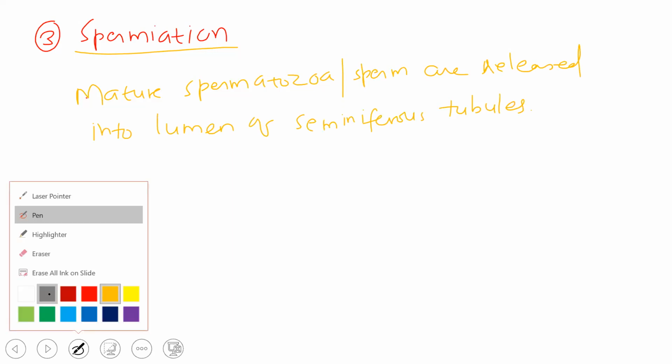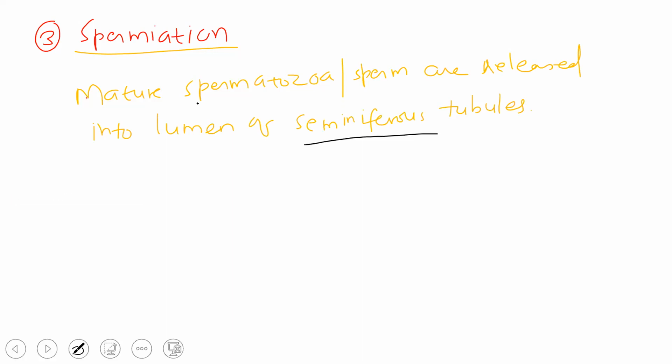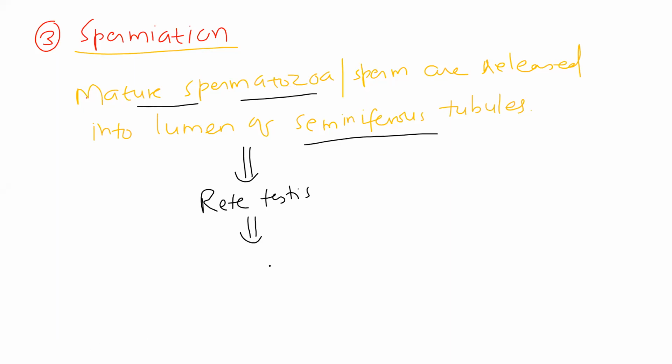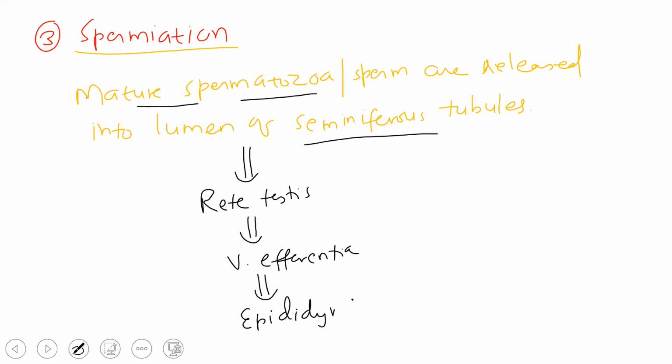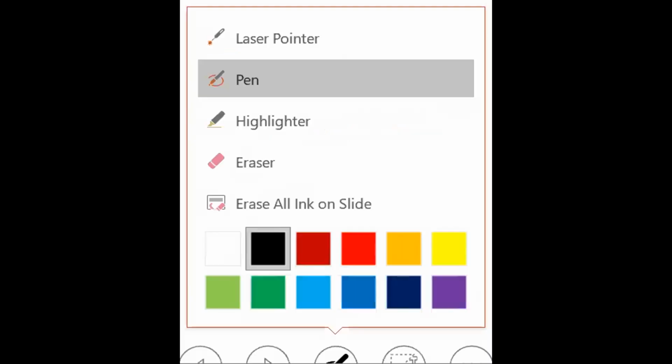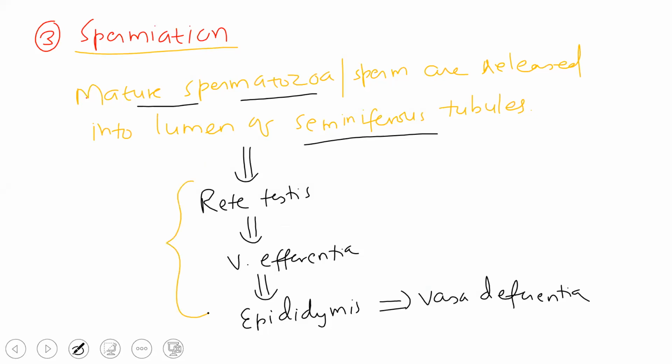And then they will go to where? Anyone? You remember from where? From this, they will be carried to which part? Anyone? They will be going to the testis, then to the vasa efferentia, then to the epididymis, and then to the vas deferens. So that is the separate pathway. So after spermiation, this will happen.